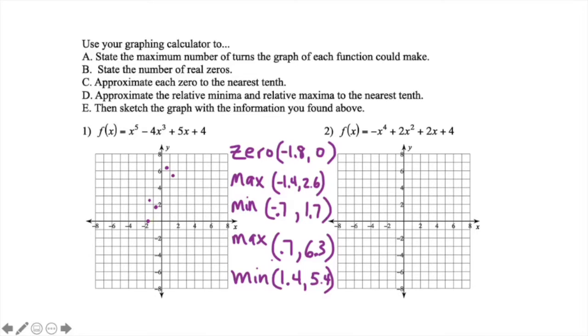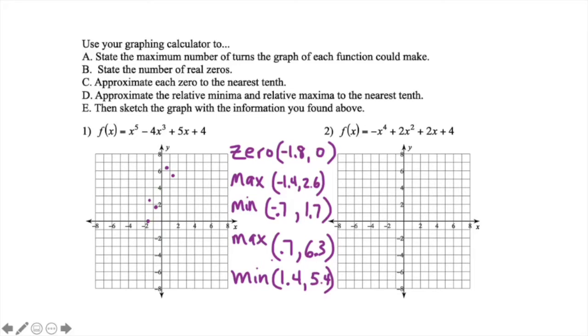Then we're going to sketch this graph. This is where it gets kind of tricky. So you have the calculator picture in front of you, and then you have that these are the mins and the maximums. So you're going to start down low and come through your 0. This is a max, so you're going to curve there and curve back up.